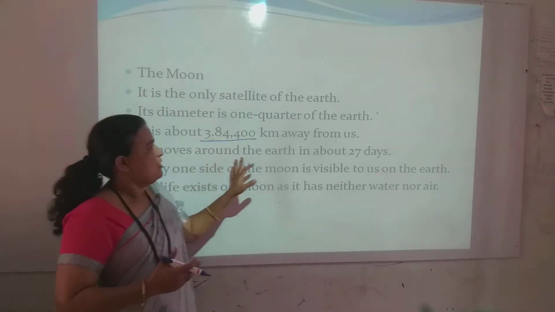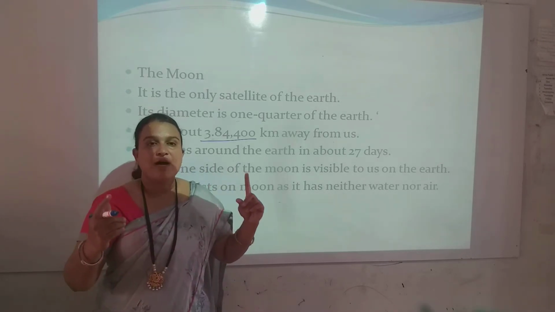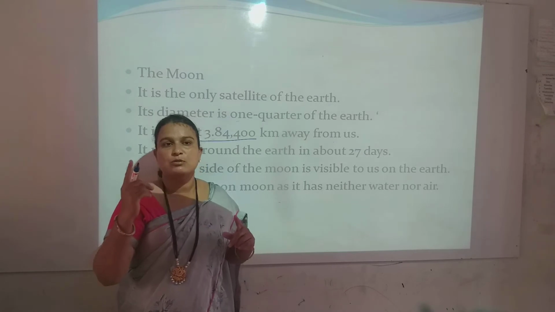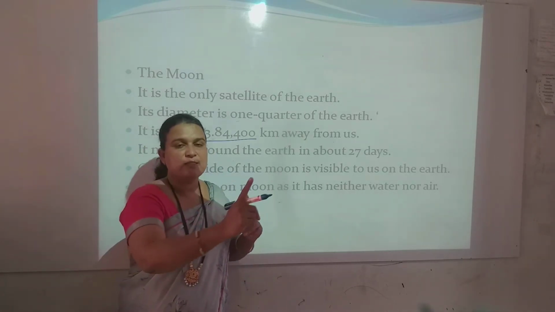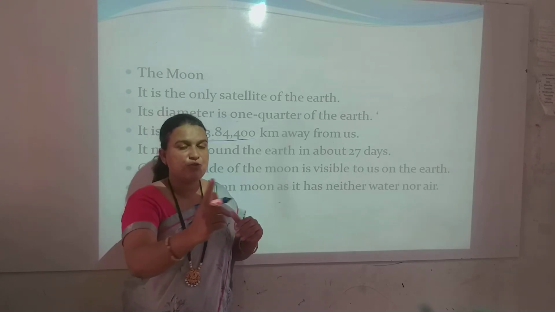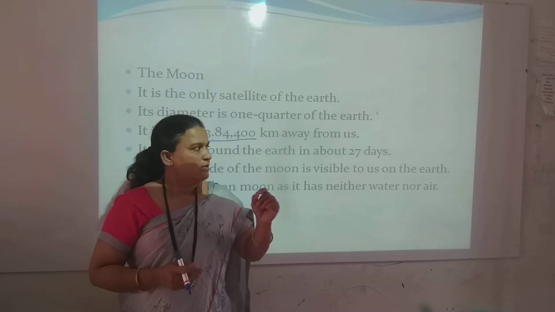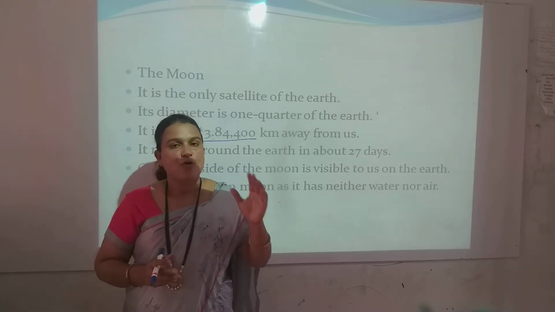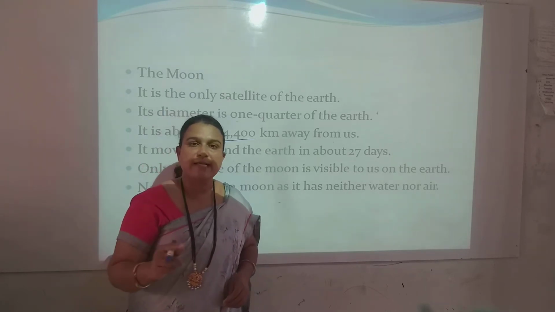The moon moves around the Earth in about 27 days. The moon requires 27 days to take one round around the Earth. Like that, the Earth requires about 365 days and 6 hours to take one round around the Sun. How much duration? 365 days plus 6 hours.